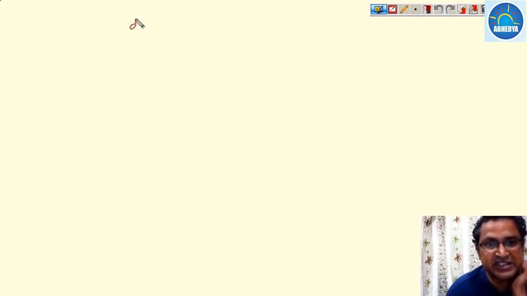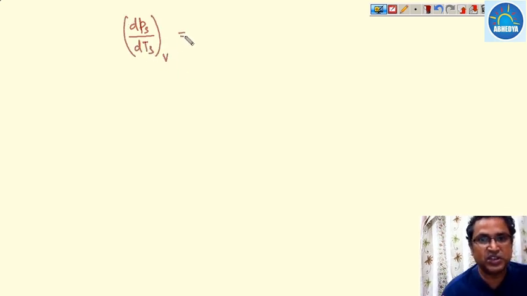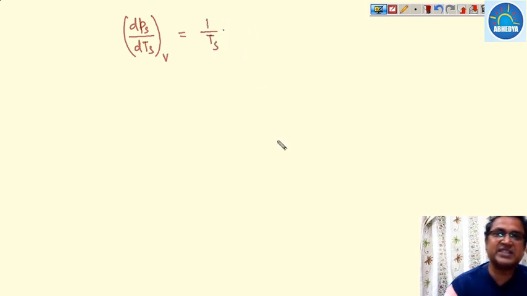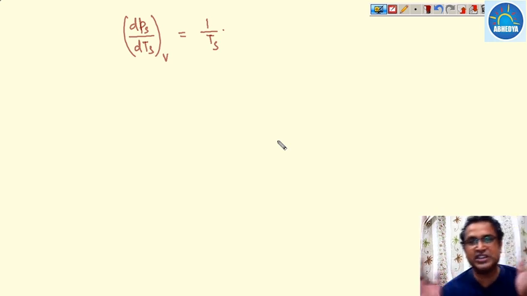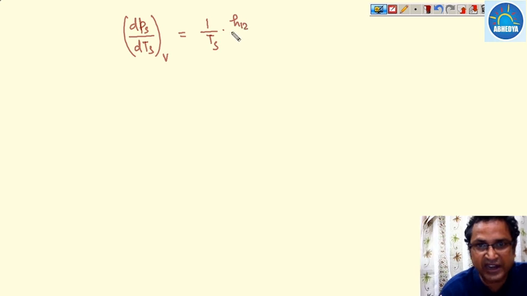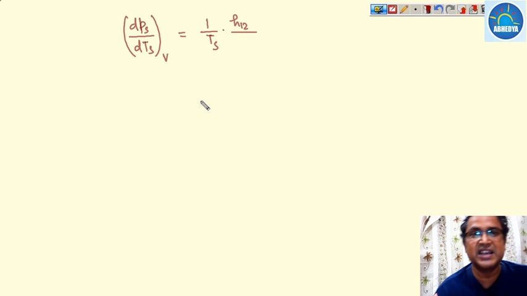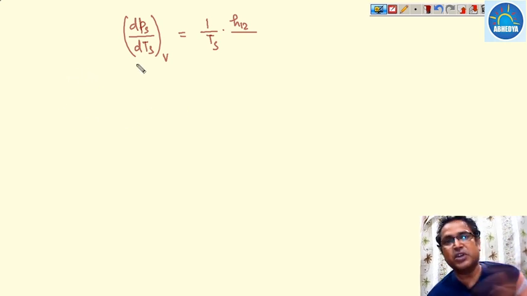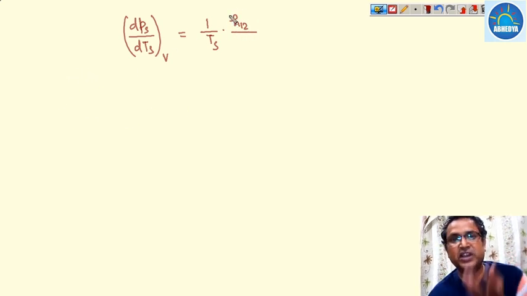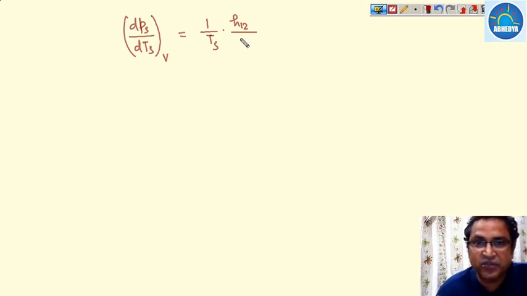So dPs, the saturation pressure, divided by dTs at constant volume, may be 1 upon Ts into H2 minus H1, that is the enthalpy of the second state minus the first state. This change in enthalpy is the total enthalpy, and let us assume it is H12, the latent heat of vaporization. During the phase transfer in vaporization, this is assumed to be a latent heat of vaporization. And V2 minus V1 is nothing but Vg minus Vf.